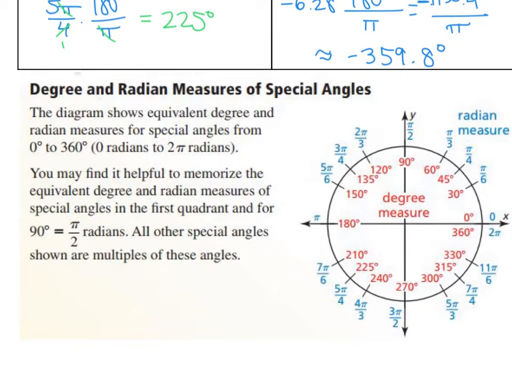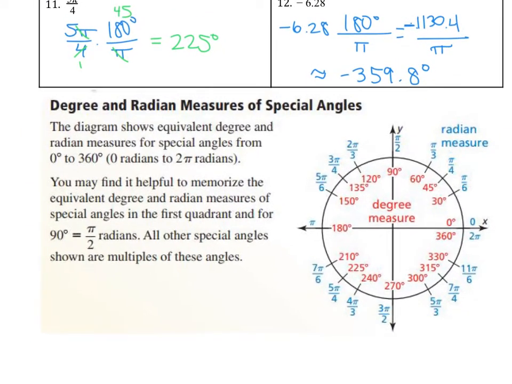So, degree and radian measures of special angles. This diagram shows equivalent degree and radian measures for special angles from 0 to 360 degrees, or from 0 radians to 2 pi radians. You may find it helpful to memorize the equivalent degree and radian measures of special angles in the first quadrant, and that 90 degrees equals pi over 2.